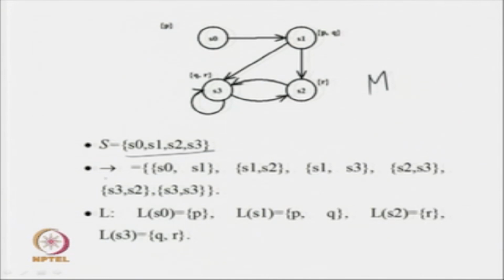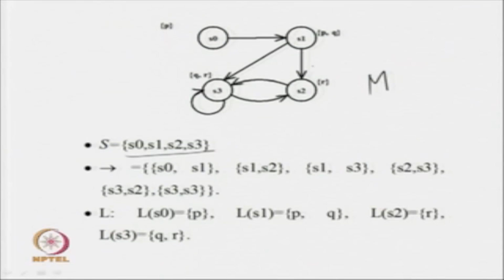How many transitions do we have? 1, 2, 3, 4, 5, 6. So, in total we have 6 transitions: S0 to S1, then S1 to S2, S1 to S3, then S2 to S3, from S3 to S2, and a self loop S3 to S3. We also have one more condition, that the transition relation must be complete. What does it mean? It says that every state must have a successor state. In this model, all four states have a successor state, because from every state we have at least one outgoing edge.